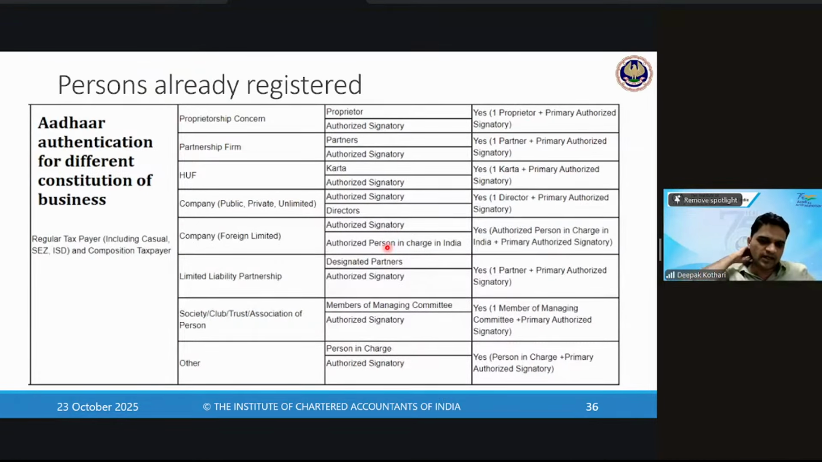In case of a LLP, again same partnership की तरह designated partner का करना पड़ेगा. In case of society, club, trust, members of the managing committee, and in case of any other constitution, say an association of person which is already there, but अगर कुछ any other person है, then the person who is in charge उसका आधार authentication करना पड़ेगा.